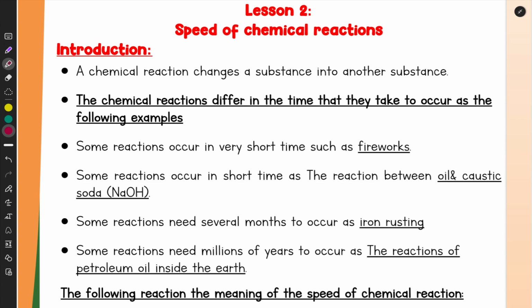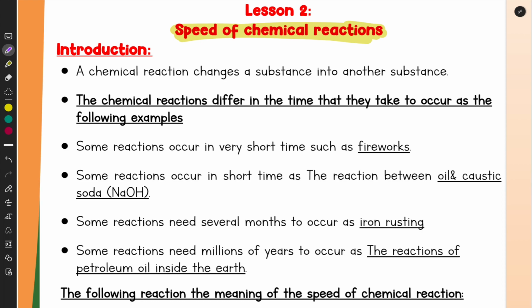The second lesson in Unit 1 will also be about chemistry. It's about the speed of chemical reactions. This means that some chemical reactions are faster than others, and that there is something that controls the speed of a chemical reaction. In this lesson we will discuss the factors that affect the speed of chemical reactions, and we will learn how they affect it.